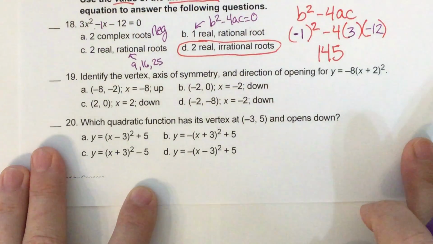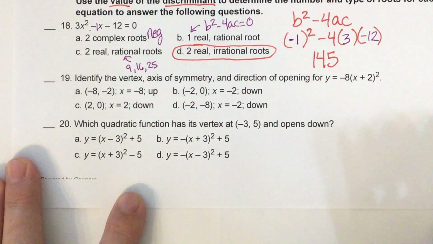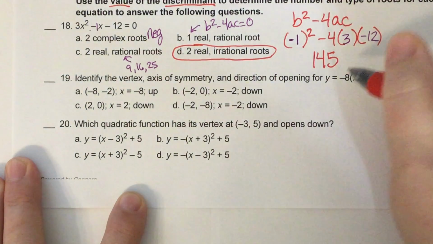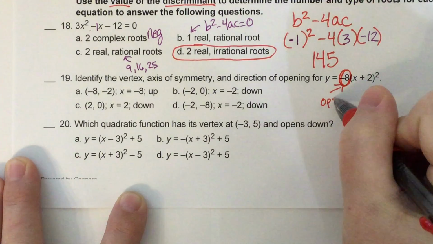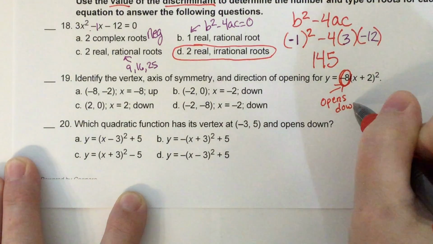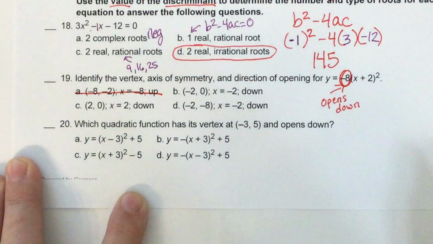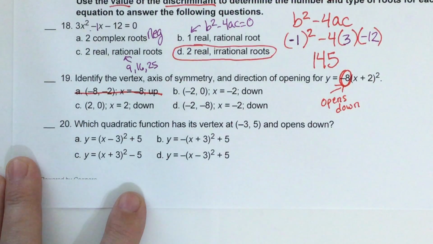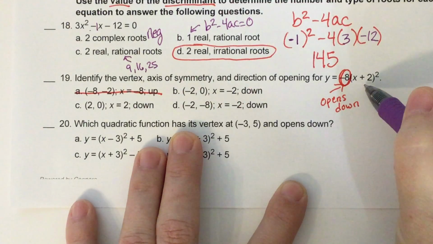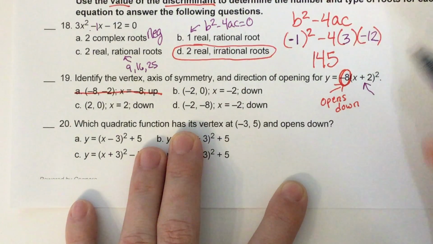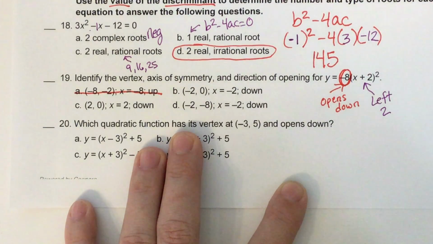Okay, number 19. Identify the vertex, axis of symmetry, and the direction of opening. Well, let's start with the direction of opening. That's easy peasy. If this number in the very front is negative, then the graph opens down. So I can eliminate A, because that says it opens up. Okay, so now, vertex form is handy because it tells you how the vertex moves. Remember, if it's in the parentheses, it goes left or right, and a plus makes it go left. There's nothing in the back, so it's not going to go up or down.